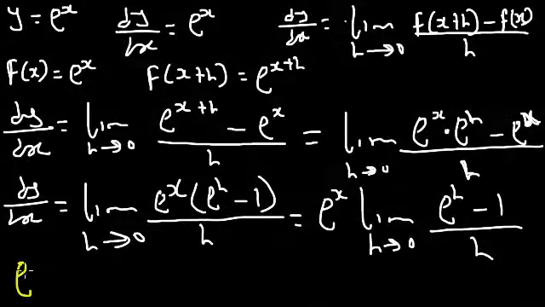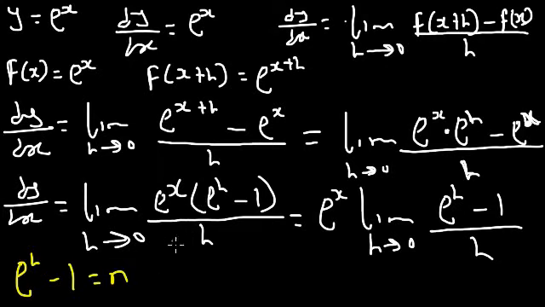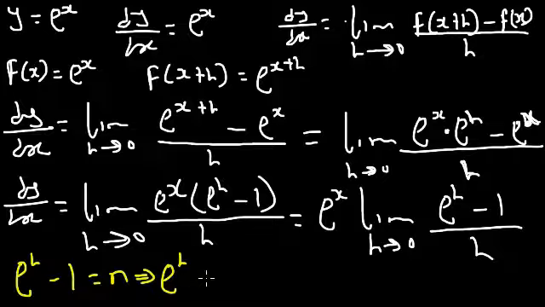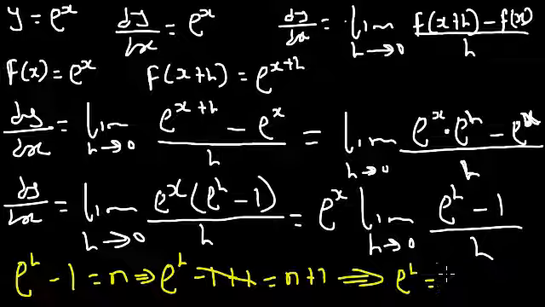So if e to the power of h minus 1 is equal to n, what will be the value of h? Well, we can isolate h by, in the first place, adding 1 to both sides. So adding 1 to both sides, we have e to the power of h minus 1 plus 1 would be equal to n plus 1. And these cancel out, and we have e to the power of h to be equal to n plus 1.